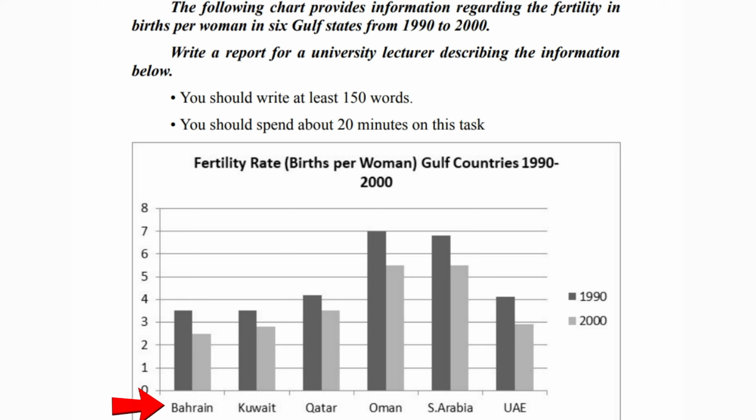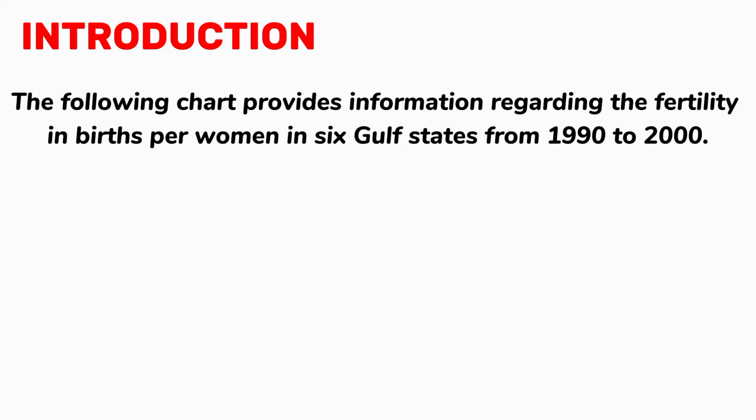Bahrain, Kuwait, Qatar, Oman, Saudi Arabia. There are 6 states and the years 1990 and 2000. Here the heading is given: fertility rate Gulf countries 1990 to 2000. So the first step is writing an introduction. Now remember, the introduction is simply paraphrasing the question statement, nothing else. You shouldn't include any additional data or anything. Just paraphrase the question statement.